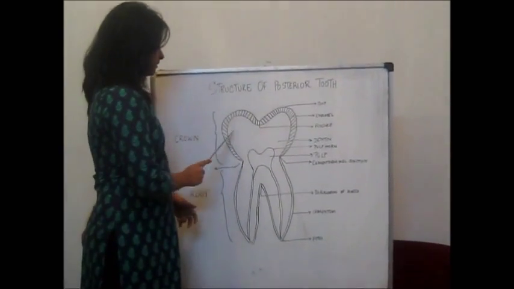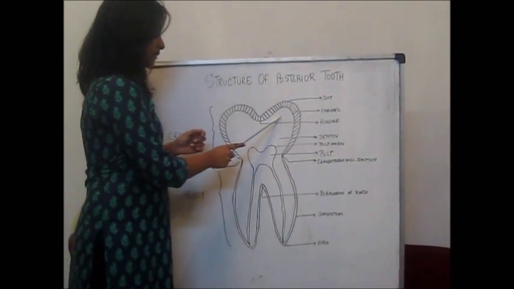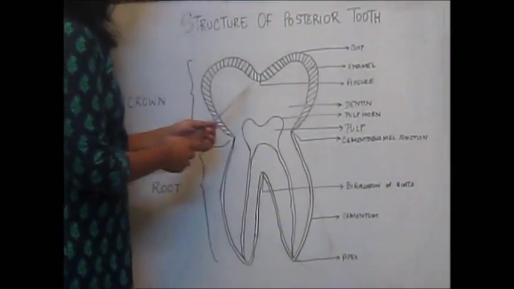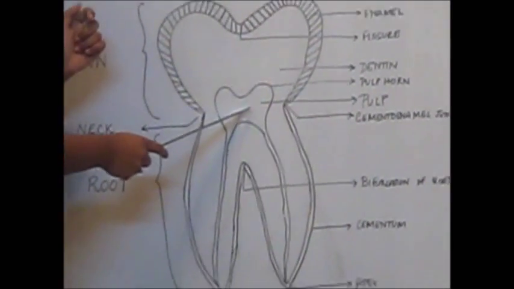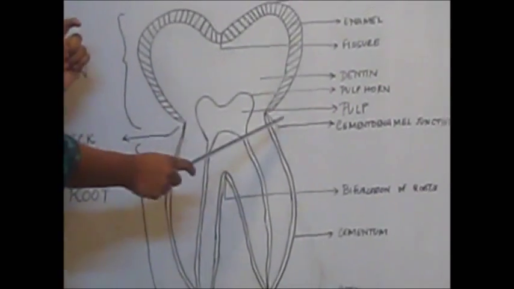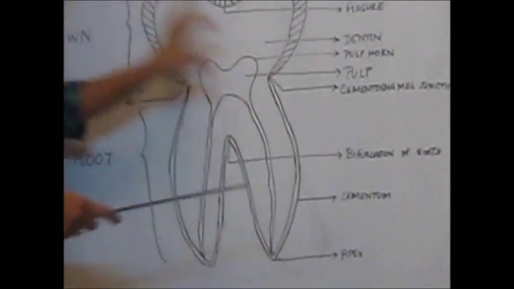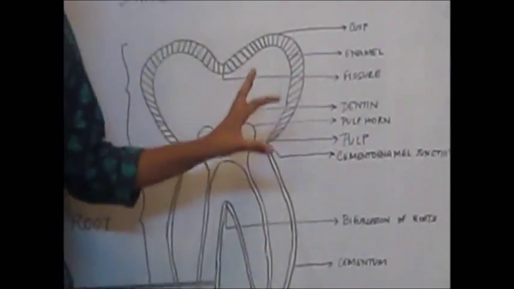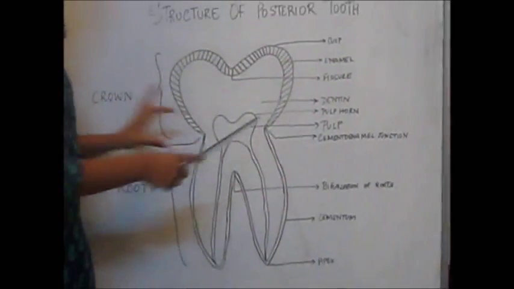So this layer here is called the enamel. Following the enamel is the dentine, this entire layer. And after the dentine is the pulp. So this part is called the crown and this is called the root. And the crown is what is visible in our mouth. The root is not, because it is present within the gums.